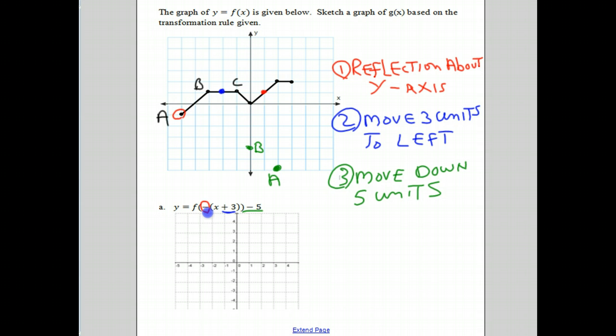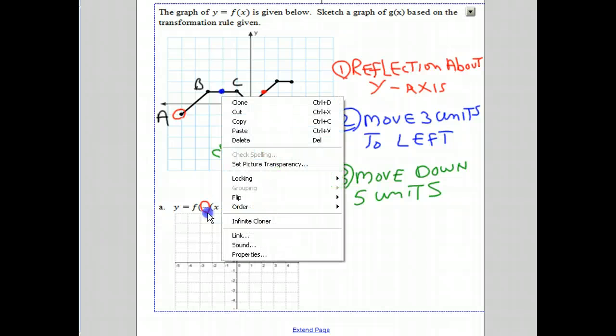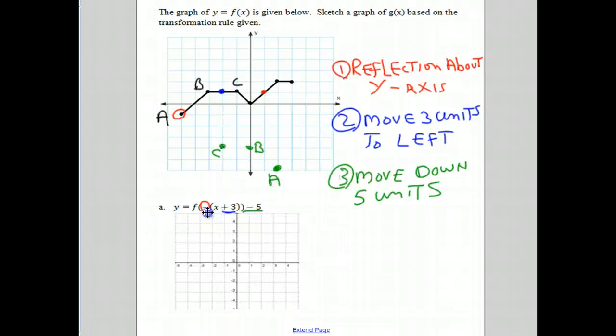And finally, we know we have to move down 5 units, so we just move it down 1, 2, 3, 4, 5. And that's where point C ends up. And once again, we've reflected it about the y-axis, which gives you the red point. We move it 3 units to the left, which gives you the blue point. And finally, we move it 5 units down, which gives you our point C. Let's erase the intermediate points.